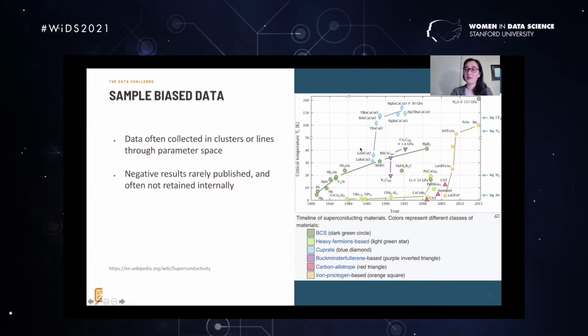And the other thing you can notice is not only is it clustered, but of course, the only things on this plot are things that are superconductors. So if I trained a machine learning model on this data set, my model would predict that every single material is a superconductor because that's all it's ever seen. And that obviously wouldn't be a very useful machine learning model. So it's really important when you're applying machine learning to scientific data sets to be aware of this kind of sample bias.